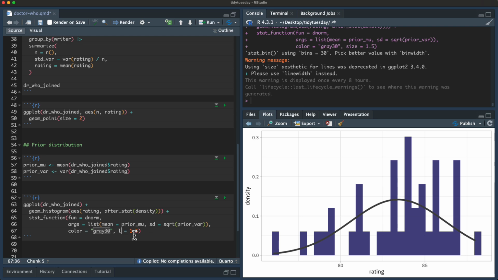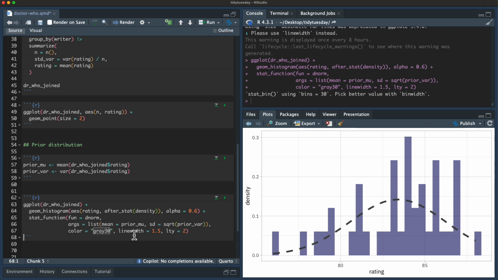So let's look at this. Size, so this should be line width. And let us make this a little lighter. And let's make this dashed. Okay, so this is the prior distribution that I learned from my data.